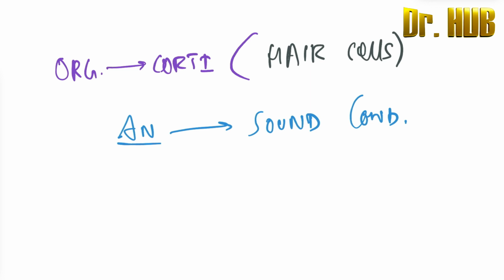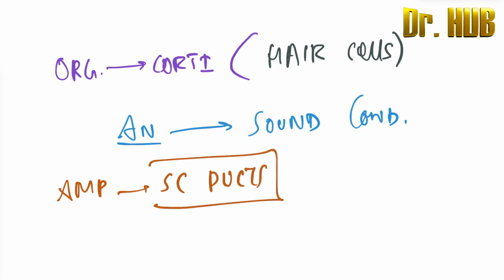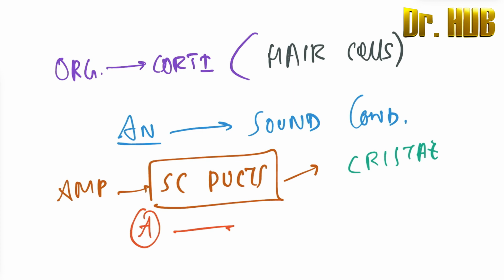Next is the ampulla of the semicircular ducts. So the ampulla here, the receptor will be the cristae. Whereas in the organ of Corti it was the hair cells, in the ampulla of the semicircular ducts it's the cristae. And what is the action? A for action, so it is A for ampulla, and the action will be angular momentum. A for angular momentum.